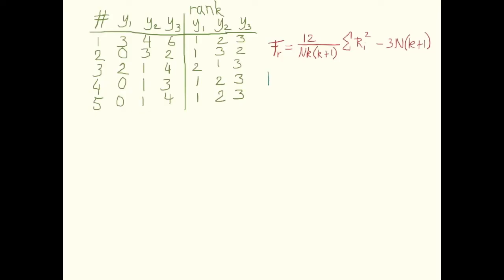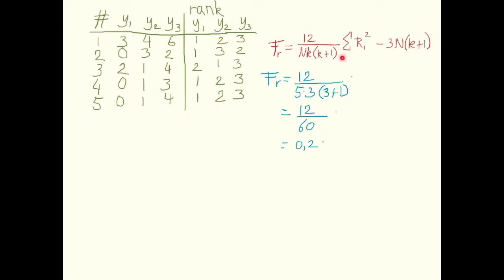And if we then fill in the formula, we will start with the first fraction. The first fraction is 12 divided by NK multiplied by K plus 1. N stands for the number of participants, which is 5, and K is 3. So this is 5 times 3 times K plus 1, where K plus 1 is equal to 3 plus 1. 5 times 3 is 15, and 3 plus 1 is 4. 4 times 15 is 60, and therefore the first fraction equals 12 divided by 60, which equals 0.2.